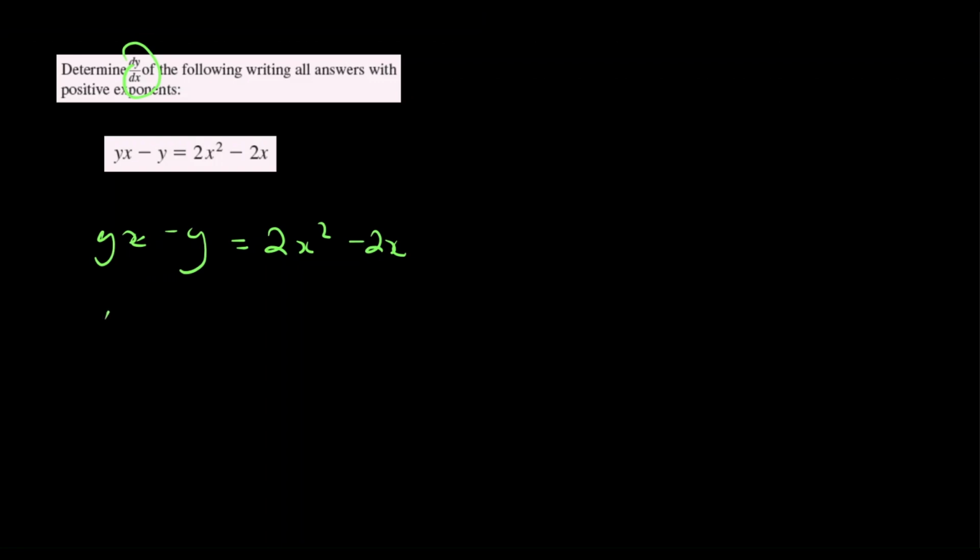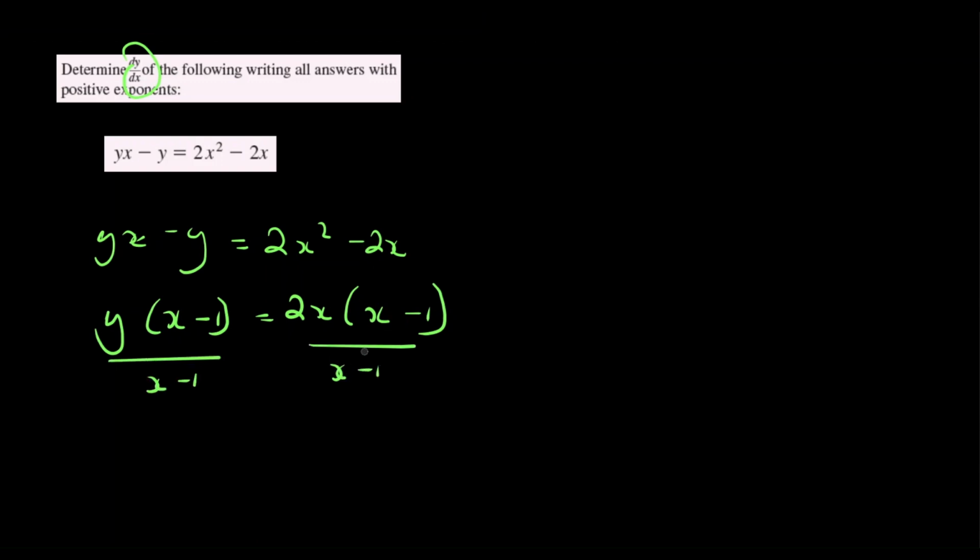But we can take out a common factor of y on the left hand side, which will be x. We're left with x minus 1. Take out a common factor of 2x, we'll be left with 2 with x minus 1. Can divide both sides by x minus 1. And you can see that now our equation is y is equal to 2x, and we can find the derivative of this.